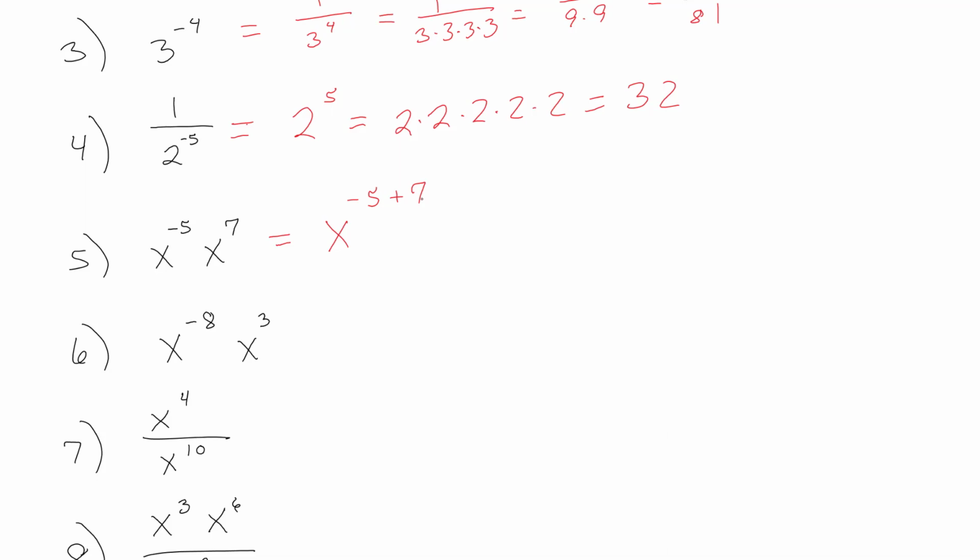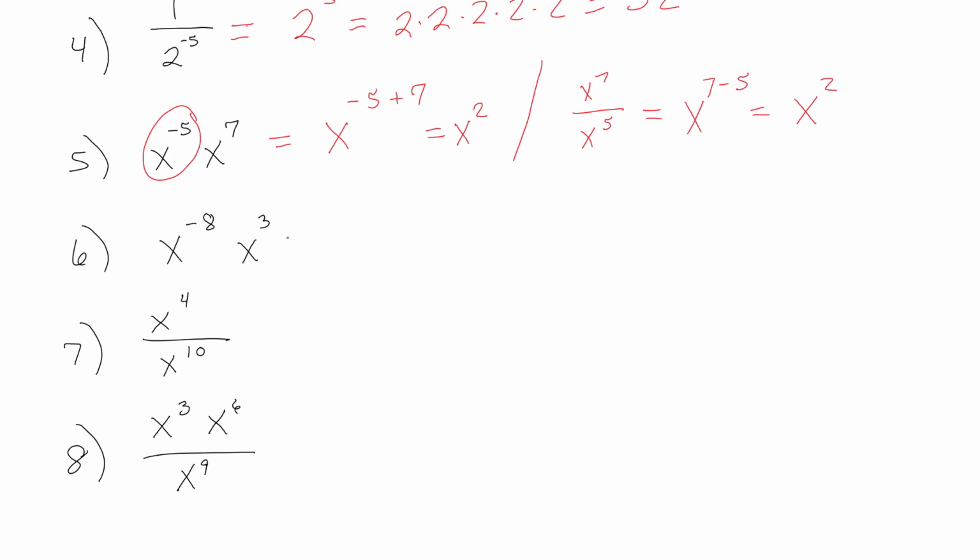So one way to do it is we could say, okay, negative 5 plus 7 is equal to x squared. Another way you could have written it is you could have said, well, this thing is negative, so it goes on the bottom. So you could have rewritten it as x to the 7th over x to the 5th, which would have given you x to the 7 minus 5, which still gives you x squared. So you're going to get the same answer either way because math is amazing.